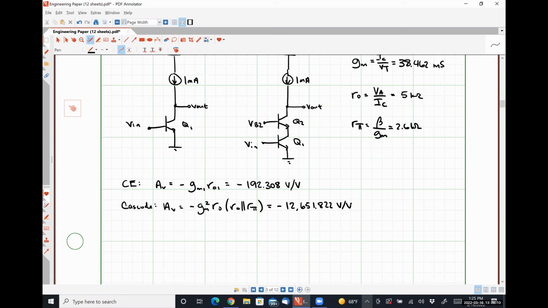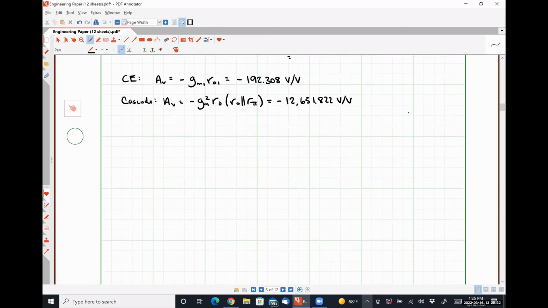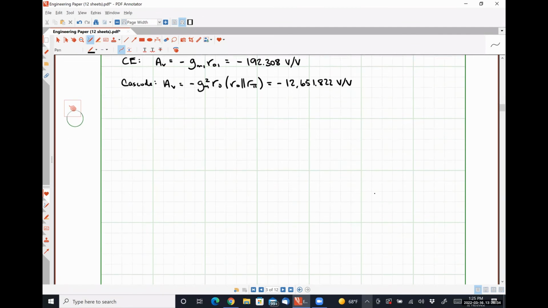All right, so the next topic we're going to talk about literally shouldn't take more than a couple of minutes. We don't have access to ideal current sources, practically, right? So a more typical cascode configuration would look something like this.